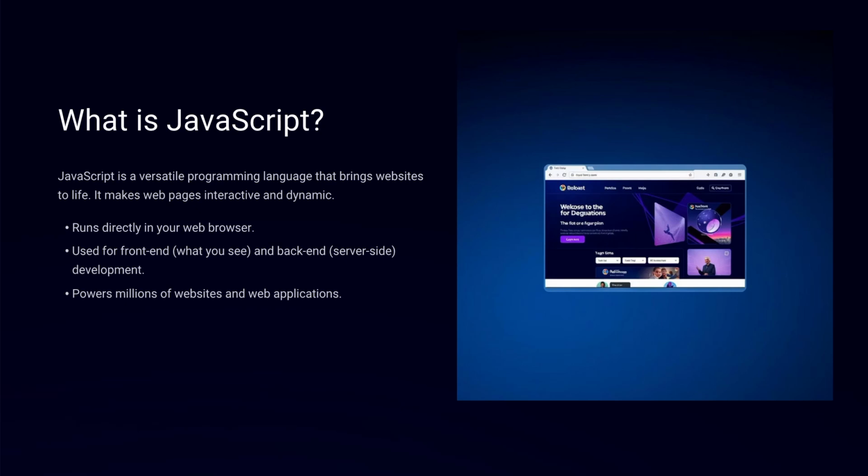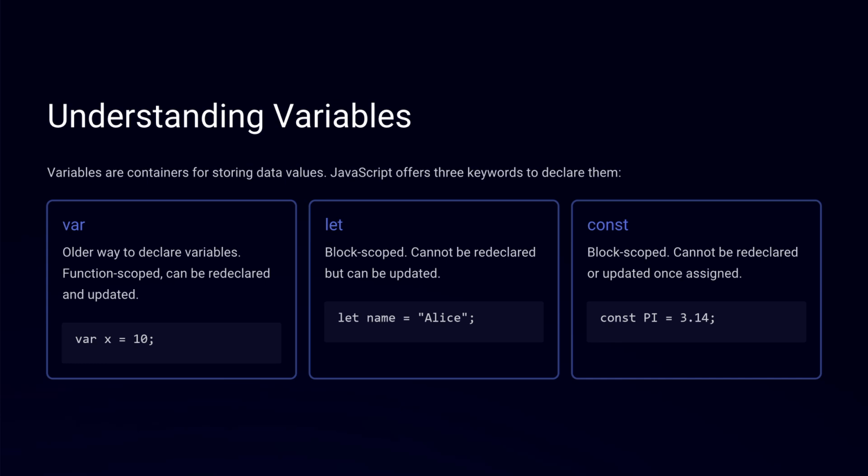Now let us see about understanding variables. Variables are containers that store data values. In JavaScript, we can declare variables using three keywords: var, let, and const. Var is the older way to declare variables. Its scope is function scope, and it can be redeclared and updated. Example: var x = 10.